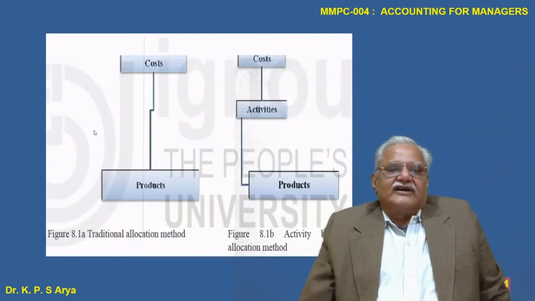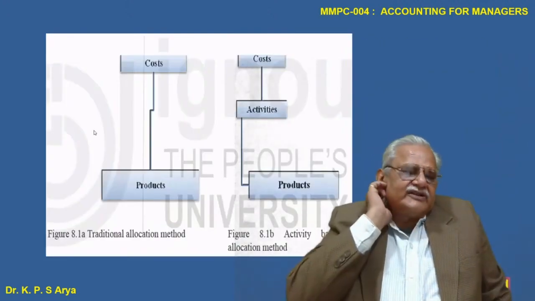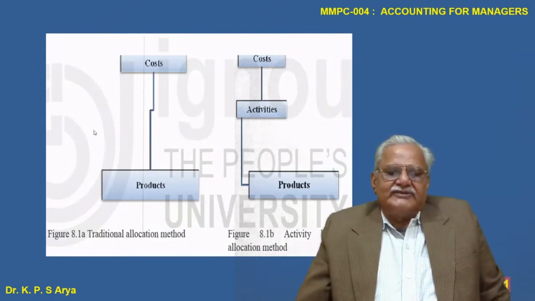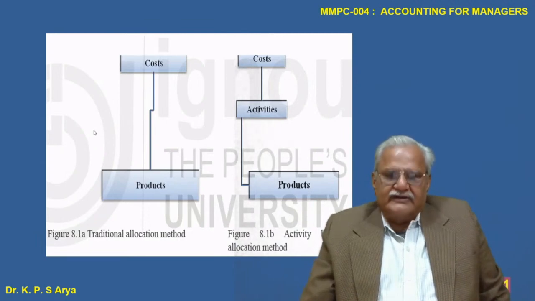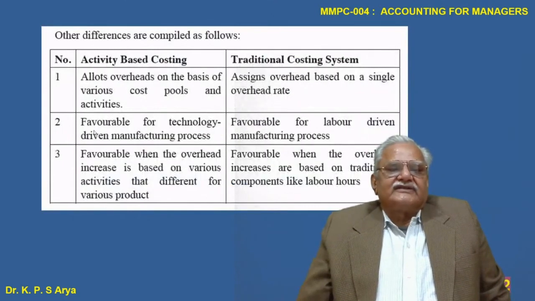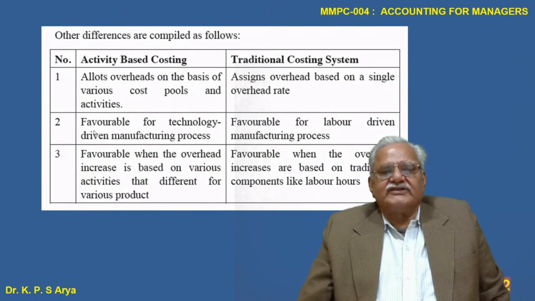This is a chart showing how the traditional costing and the ABC allocation methods relate cost directly to product. Here the cost, then activity, then product. The difference between activity-based costing and traditional costing is, one, it allocates overheads on the basis of various cost pools of activities, while traditional costing assigns overhead based on a single overhead rate.